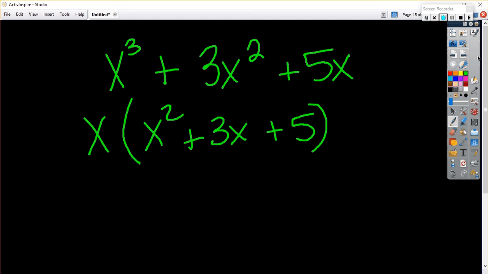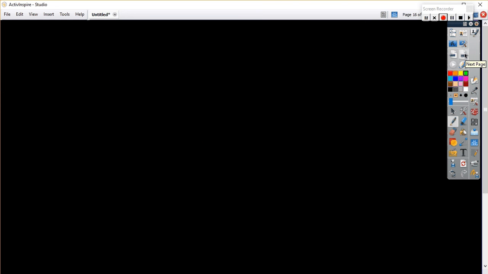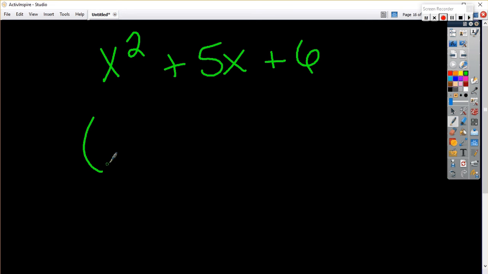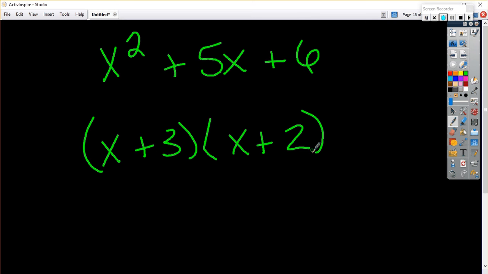All right. Let me talk to you for just a second about what factoring looks like. When you go from this top expression down here, I haven't shown you how to do it yet. I just want to show you what it looks like first.